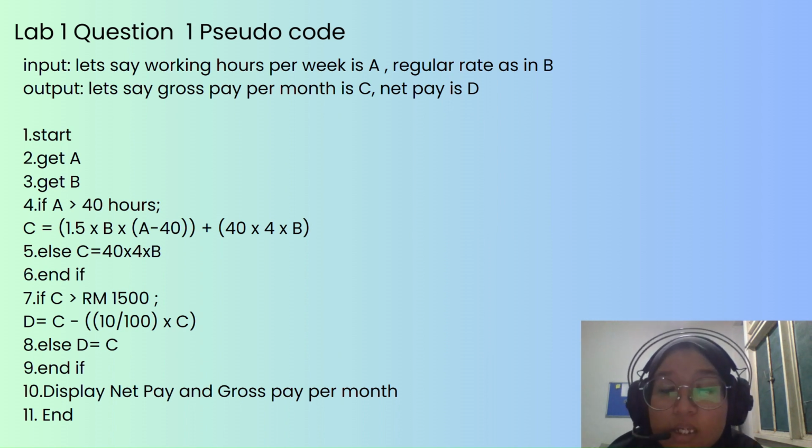Next is if C is more than 1,500 ringgit, then our D, which is the net pay, equals to gross pay minus 10% of our gross pay. Else, then our net pay D is equals to C, which is gross pay per month. And we will display the net pay and gross pay per month. That is the end of our pseudocode.